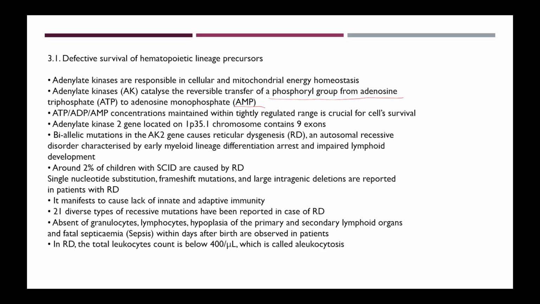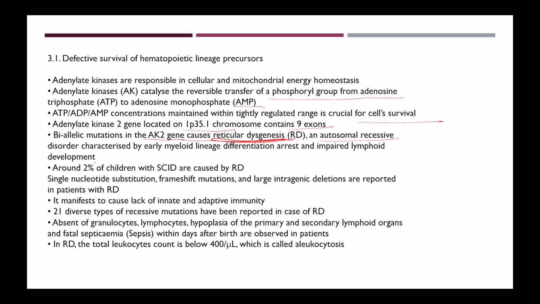So from ATP to AMP, this ATP, ADP, AMP concentration maintained within a tightly regulated range is crucial for cell survival. The adenylate kinase 2 gene, located on this particular chromosome, contains 9 exons, and biallelic mutation in the AK2 gene causes reticular dysgenesis, an autosomal recessive disorder characterized by early myeloid lineage differentiation arrest and impaired lymphoid development.